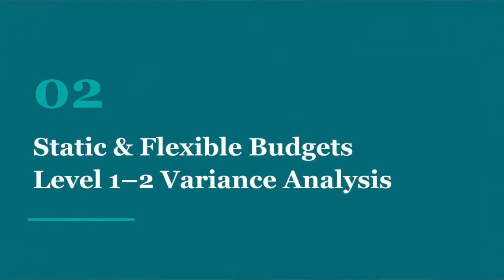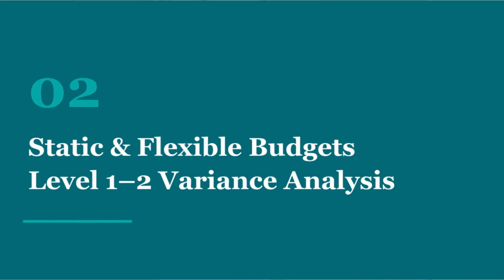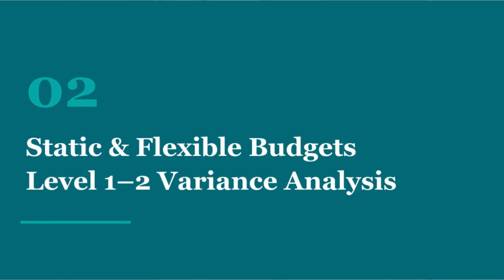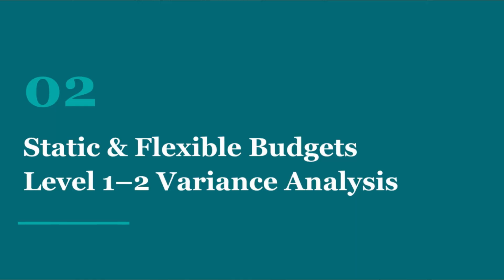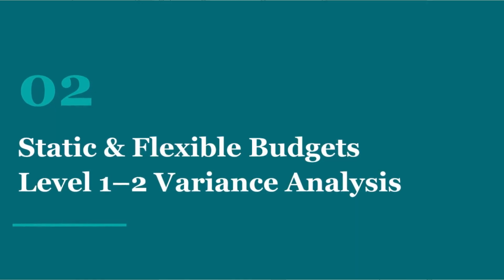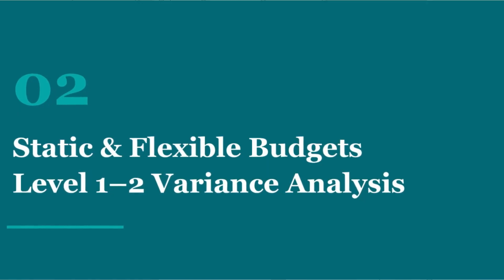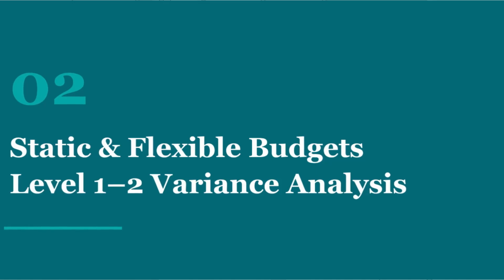Now we move to static and flexible budgets, our next stage. A static budget locks in figures based on planned output, while a flexible budget adapts to actual volume. This flexibility helps managers separate volume-driven differences from genuine performance issues. Our next clue in variance analysis.